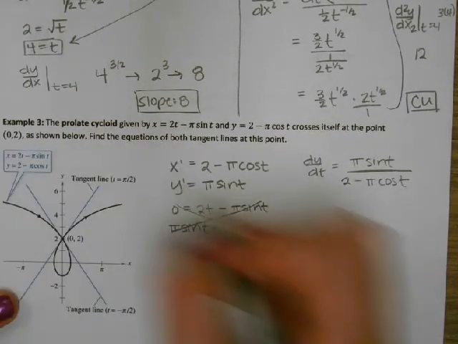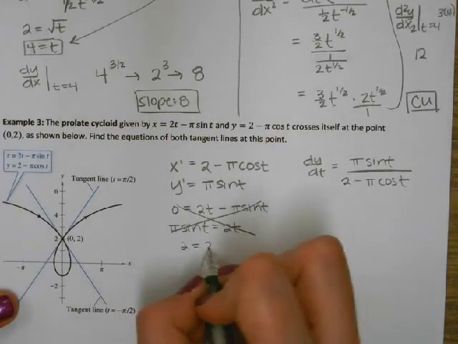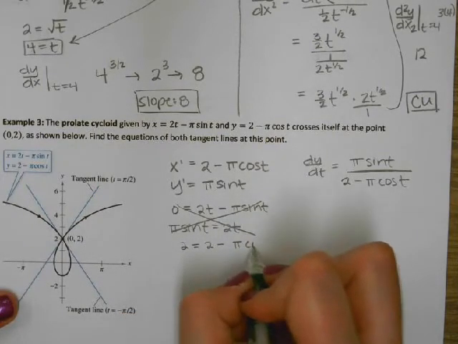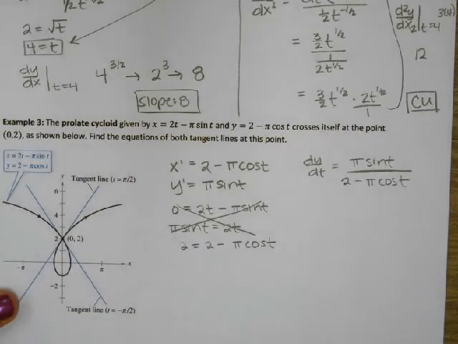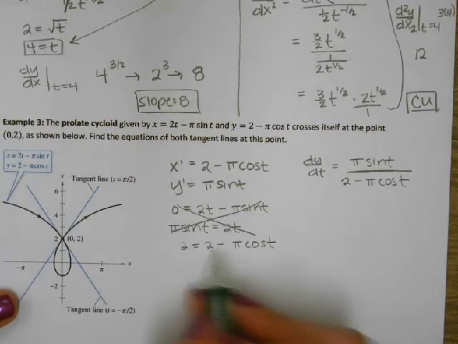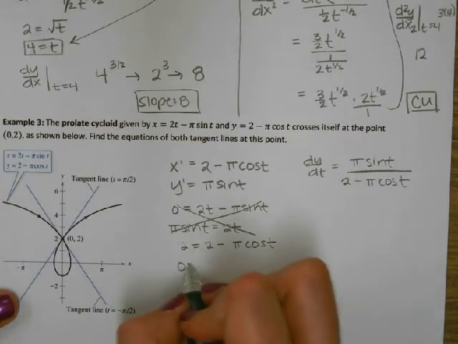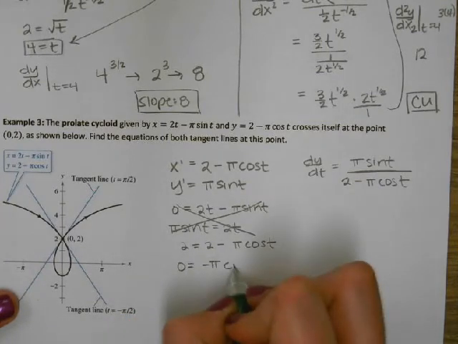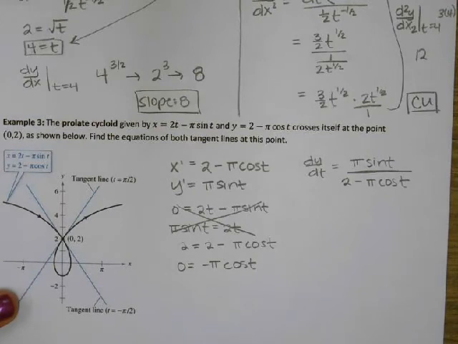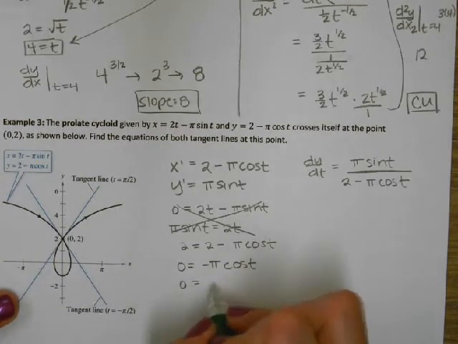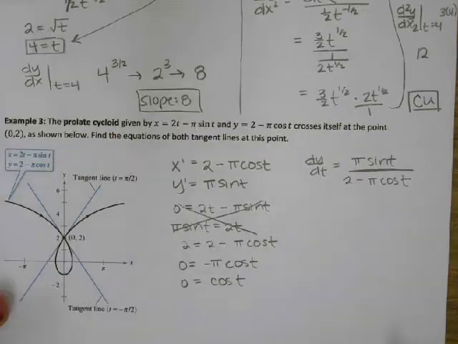Plug 2 in for y. So y equals 2 minus pi cos t. And then I'm trying to isolate the t so I can subtract this 2 to the other side, and that gives me 0 equals negative pi cos t. And then I can divide the negative pi over to the other side, so I get 0 equals cos t.